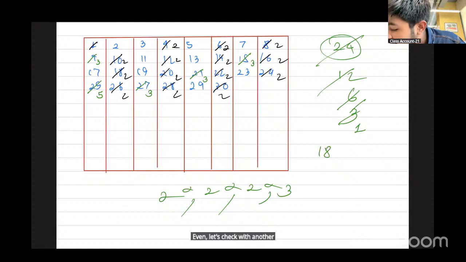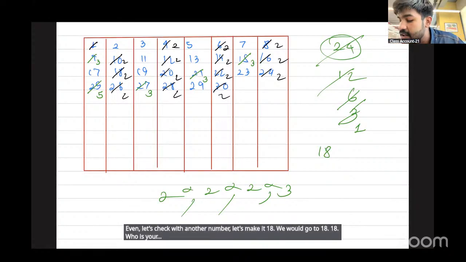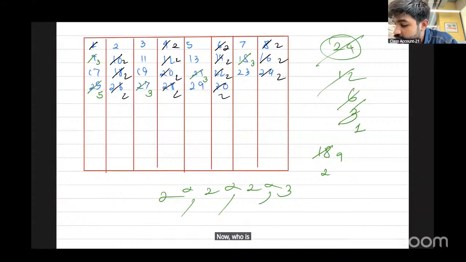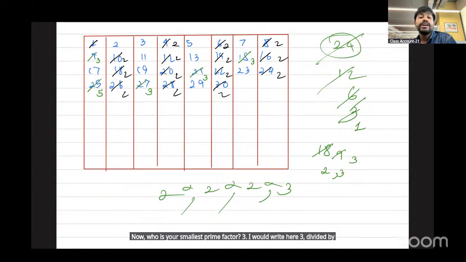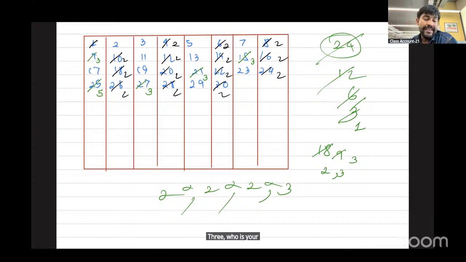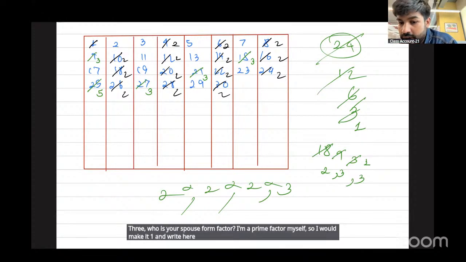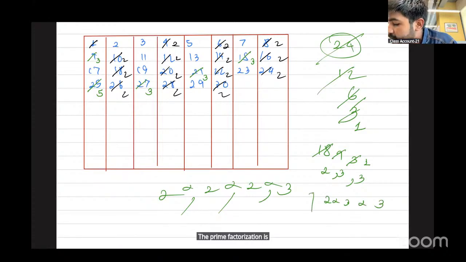Let's make it 18. We would go to 18. 18, who is your smallest prime factor? 18 is telling me 2. So I would write here 2 divided by 2. I would get 9. 9, who is your smallest prime factor? 3. I would write here 3 divided by 3. I get 3. 3, who is your smallest prime factor? I am a prime number myself. So I would make it 1 and write here 3. So if you observe for number 18, the prime factorization is 2 multiplied by 3 multiplied by 3.